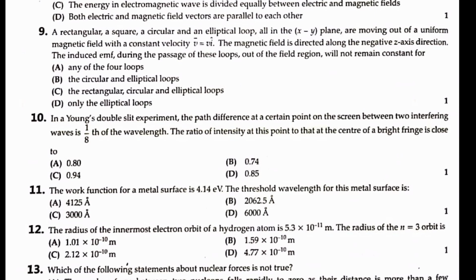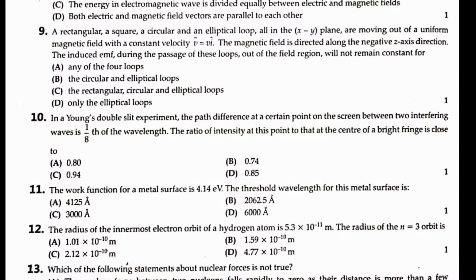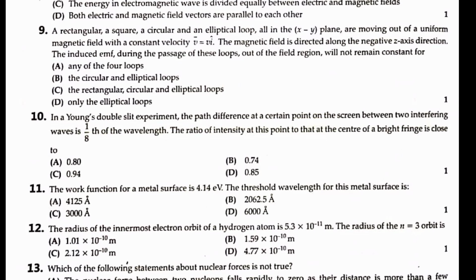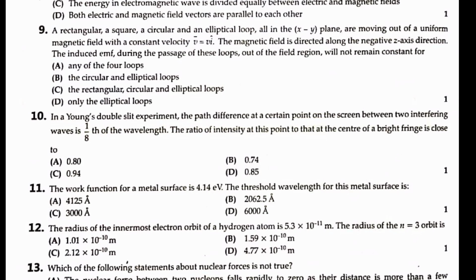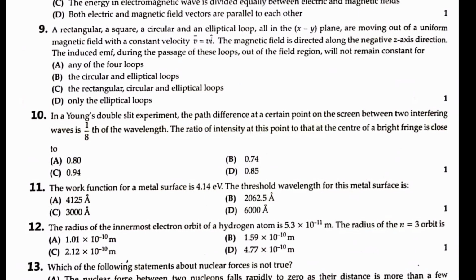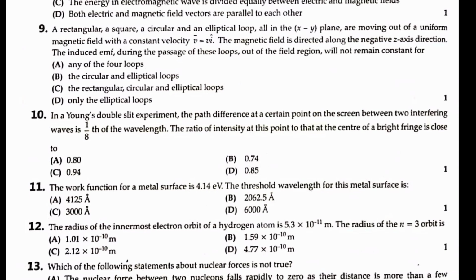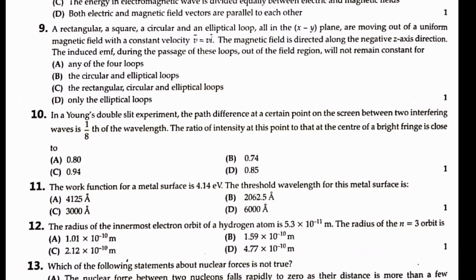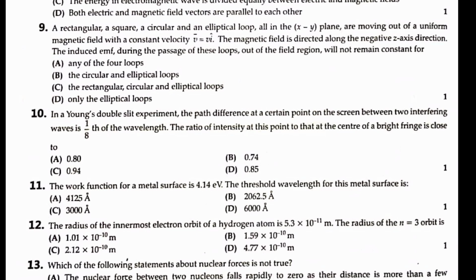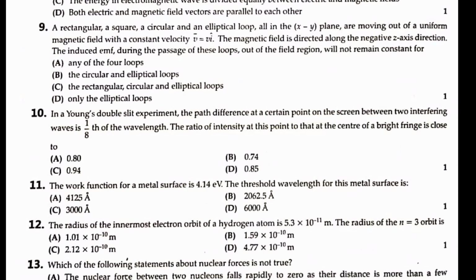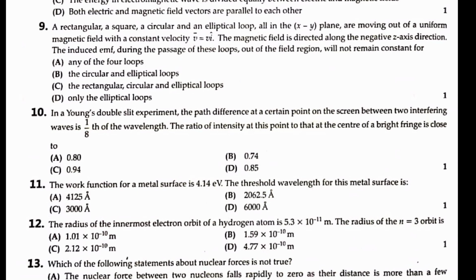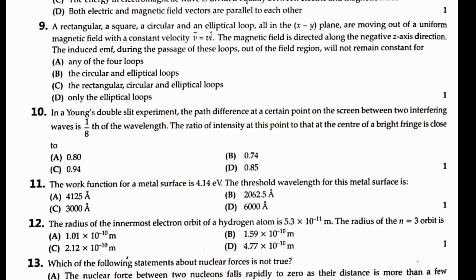So how can we find it? Yes, 6.6 into 10 raised to minus 34 is h, and c is 3 into 10 raised to 8, divided by the work function 4.14 eV, so 4.14 into the charge of one electron, which is 1.6 into 10 raised to minus 19. When we calculate, we get 2.989 into 10 raised to minus 7 meter, so about 3000 angstrom. So the answer is option C, 3000 angstrom. Clear? Now we can move to the next question.